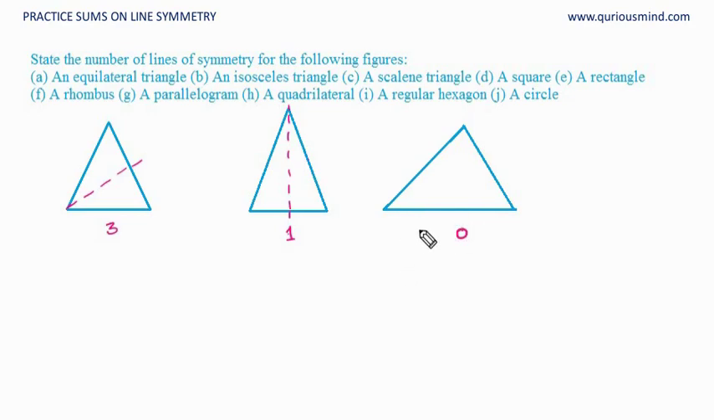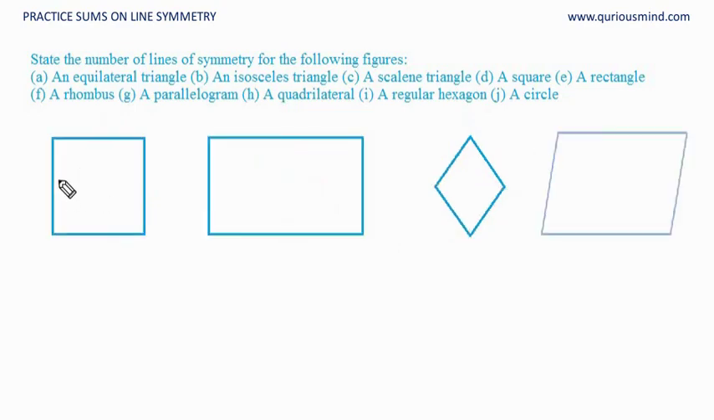Now let's look at the quadrilaterals. In a square, I can join the centers of opposite sides to get a line of symmetry. That gives me a line of symmetry because these two shapes are the same. Similarly, the vertical line also gives me a line of symmetry.